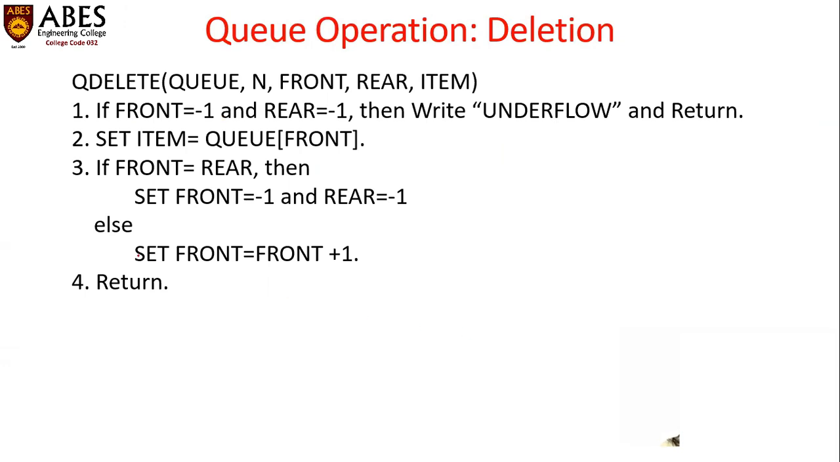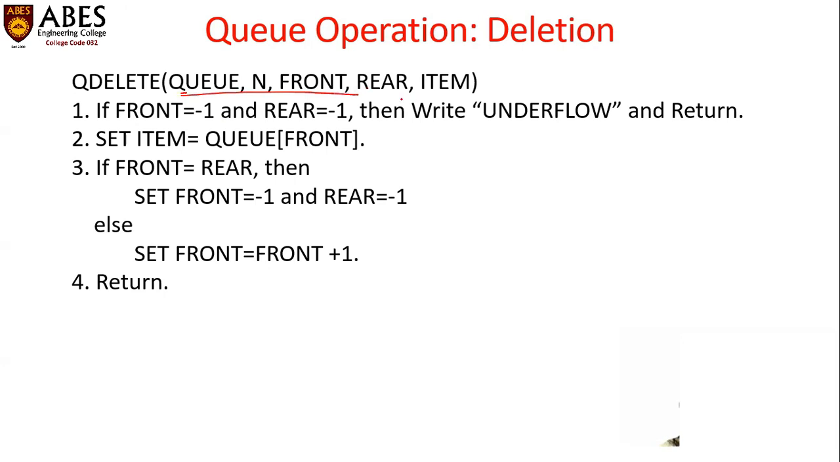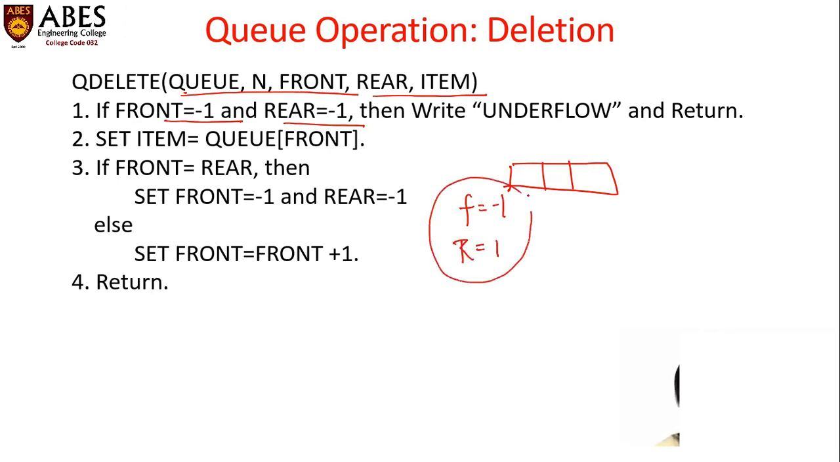Q deletion operation. As with the last case, there will be these elements Q, N, front, rear, item, all these positions and items value we will know in advance. Then if initially front is pointing at -1 position, rear is also pointing at -1 position, it means there is nothing to delete. In that case, the Q is empty. It means there is no element to be deleted. Then in that case, this procedure will return underflow as the Q is blank or empty.